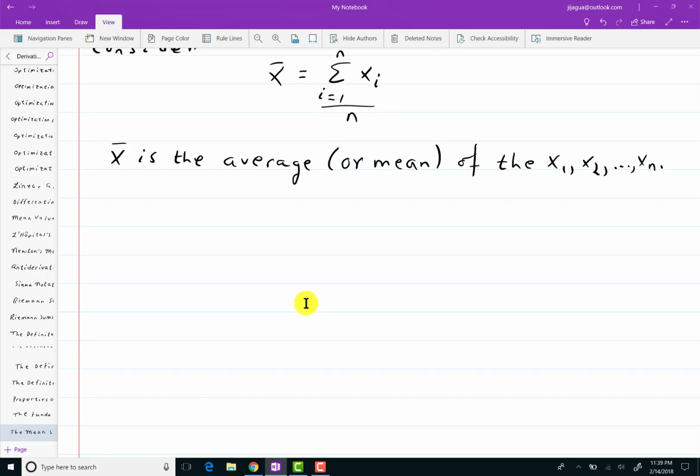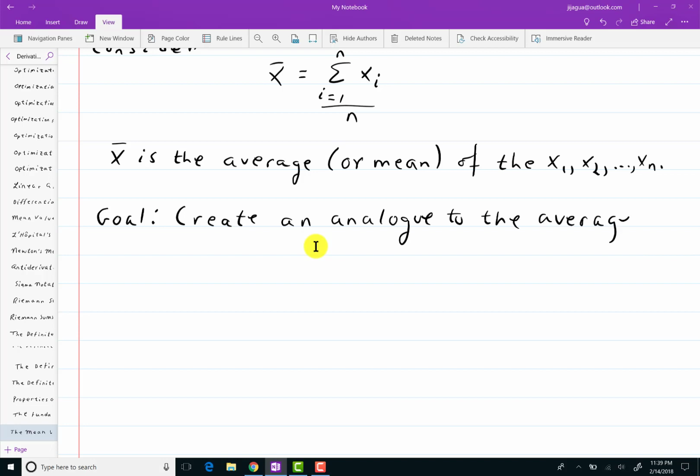So what I want to try to do is create something of an analog for calculus, something that we can talk about for the mean value of a function. So we're going to try to create an analogous version of this. So the goal: create an analog to the average for continuous functions.